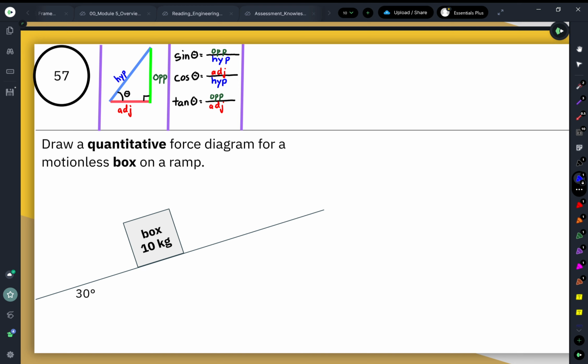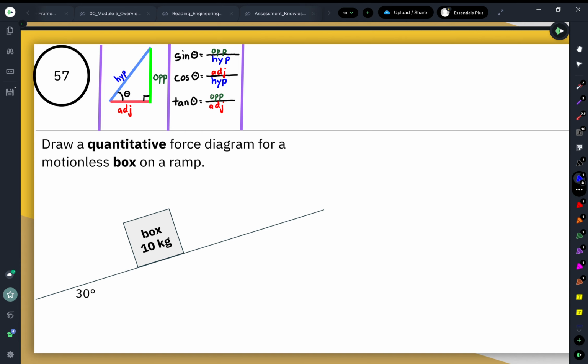Okay, so right now we're going to be looking at a motionless box on a ramp. We're going to construct a quantitative force diagram for this 10 kilogram box. When we're drawing a quantitative force diagram, we start off by drawing a qualitative force diagram. Then after that, we apply the quantities to it.